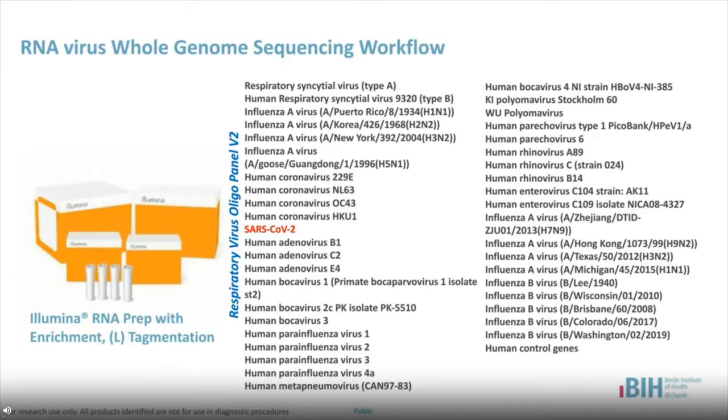The Respiratory Virus Oligo Panel contains sequences of about 40 common respiratory viruses, including coronavirus strains and in particular the sequence of the SARS-CoV-2 virus. To increase the library complexity, human control genes are also included in the panel.